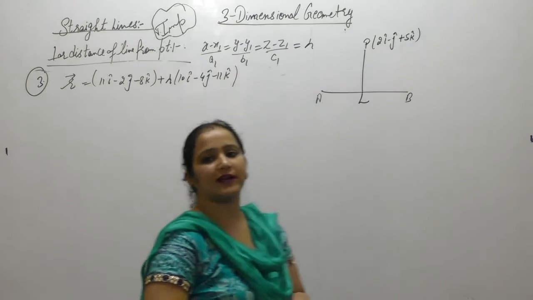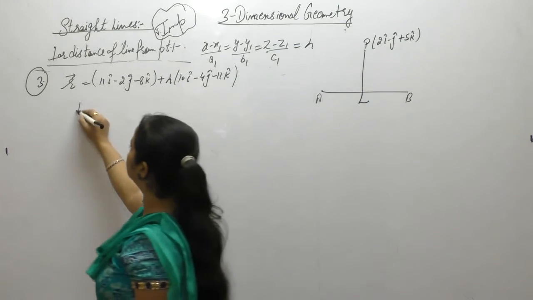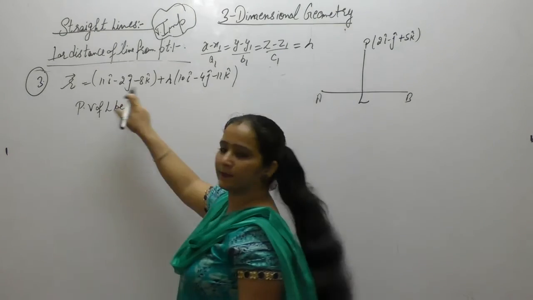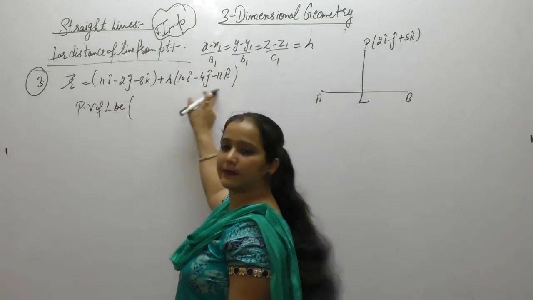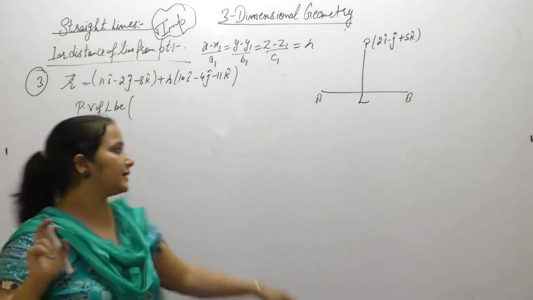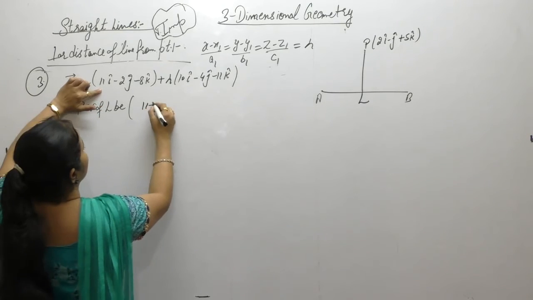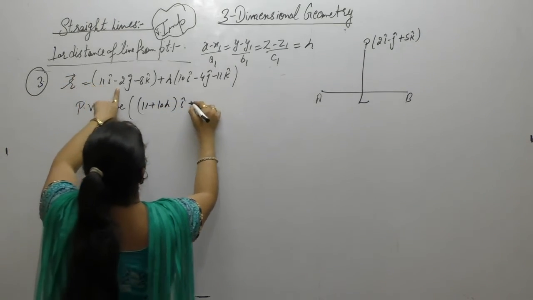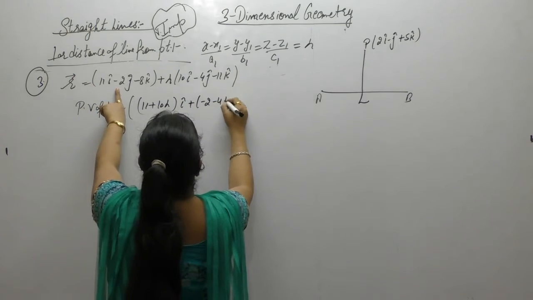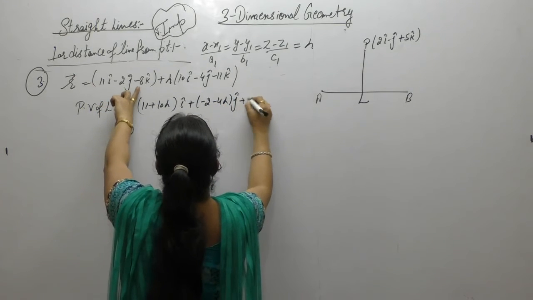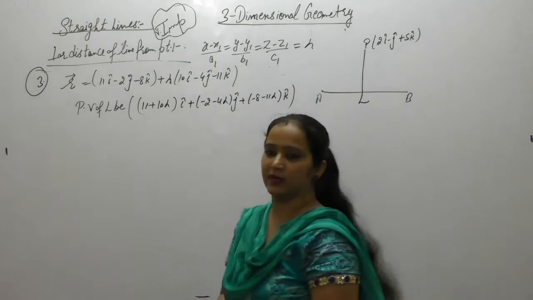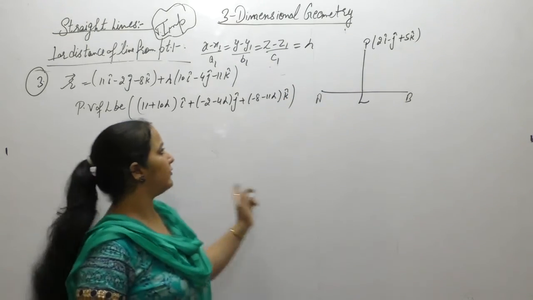Let the position vector of L be... What will the position vector of L be? This is A1 vector plus lambda B1 vector. So it will be 11 plus 10 lambda i cap, minus 2 minus 4 lambda j cap, minus 8 minus 11 lambda k cap. This is the position vector of L.